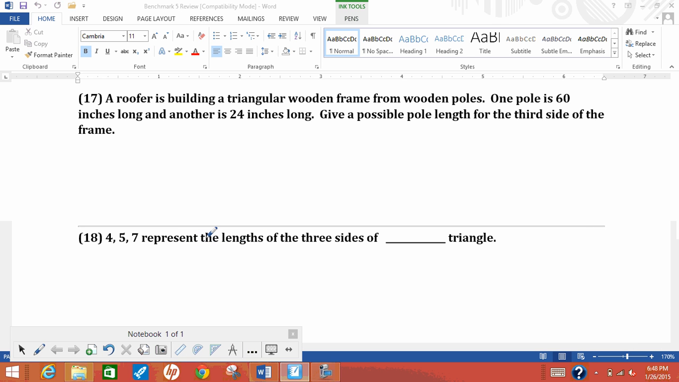In 17, I want to know what one possible length for a triangle is if the triangle has one side that's 60 and one side that's 24 inches long. So we can find the range of possible lengths just by subtracting these two. 60 minus 24 gives us 36. And adding them, 60 plus 24 gives us 84.